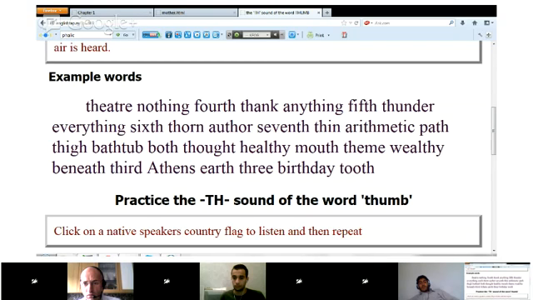So the next one, seventh. Seventh. Thin. Thin. Arithmetic. Arithmetic. Yeah, that one's a longer word. So when we do longer words, we need to watch the stress pattern, and that was perfect. Arithmetic. Just to check you on knowledge of stressed syllables, which is the stressed syllable in that word arithmetic?